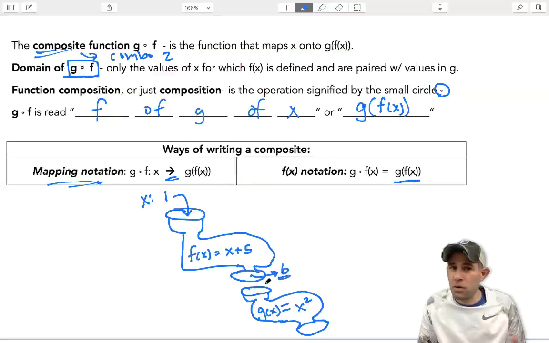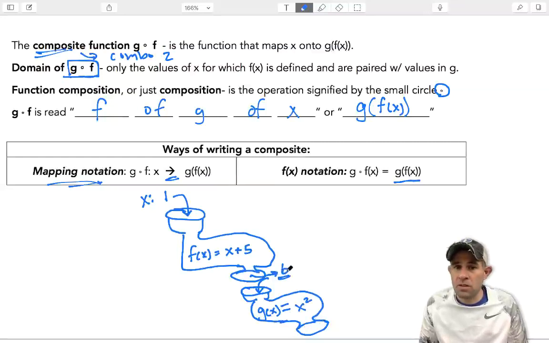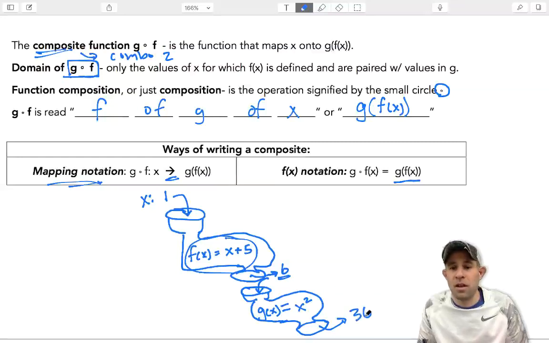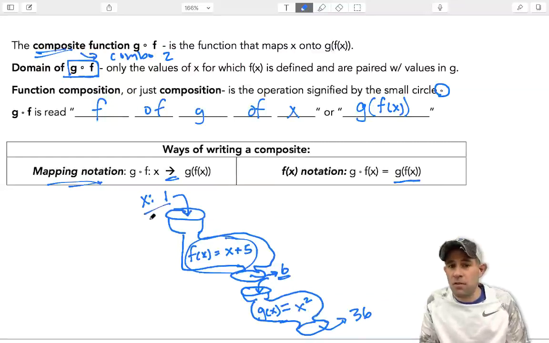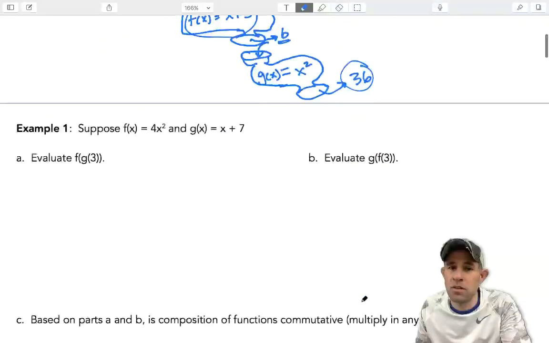Now that result we're going to take and run through the next function, which is g of x, and in this case we made our rule x squared. So it's going to take the input, which is the output of f of x, and run it through its rule and square it. So 6 squared in this case would be 36. So we would say g of f of x, when we evaluate that for 1, results in 36. All right, that sounds a little bit confusing, but I think you'll pick up on it. Let's try a few examples.